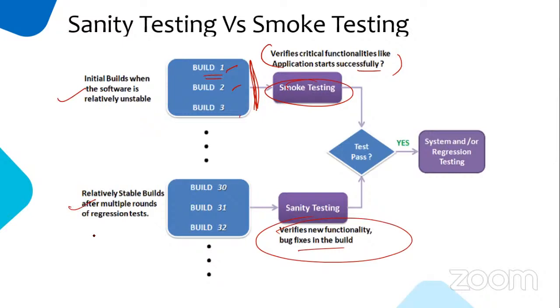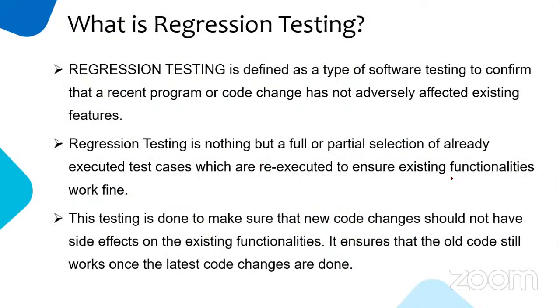Here we are going to check whether all the functionalities are working or not. Once these are done, we will go for regression testing of the entire application. We will test it again. That's the next level. So we are done with two levels. Now the third one, regression testing. If you ask for this definition, most people will say it wrongly, so please learn it by heart: due to recent program or code changes, the existing features have not been adversely affected.